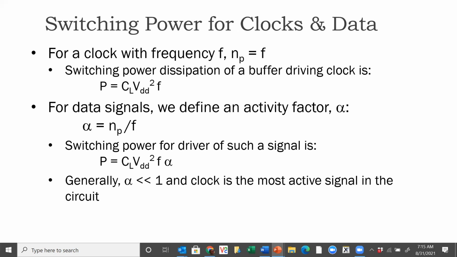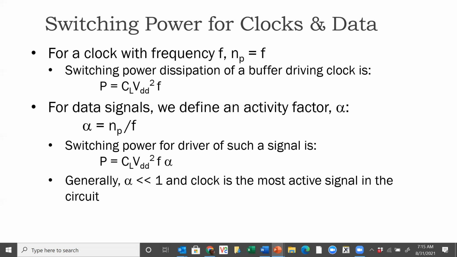For a clock with frequency f, the number of pulses per second is f, by the definition of frequency. Frequency is the number of clock pulses per second. So the switching power dissipation of a buffer driving a clock would be the load capacitance of that buffer, CL, times the square of the power supply voltage, VDD squared, times the clock frequency f. So this is straightforward for a clock.